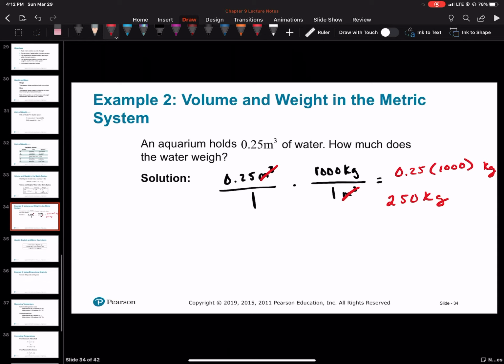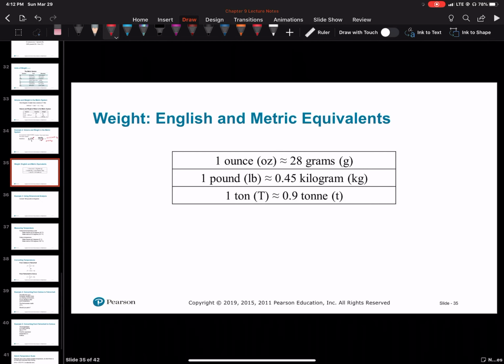So let's look at English and metric equivalencies. I have 1 ounce is approximately 28 grams. I have 1 pound is approximately 0.45 kilograms. And I have 1 English ton is approximately 0.9 metric tons. Remember, these are approximates. That means they've been rounded off.